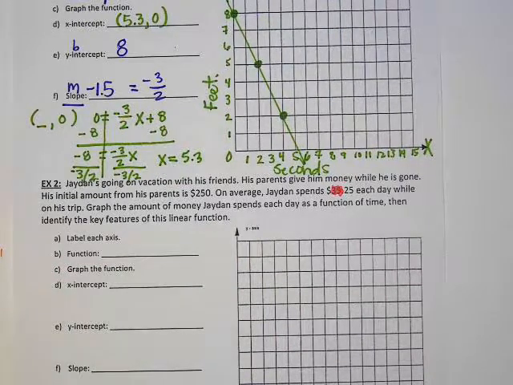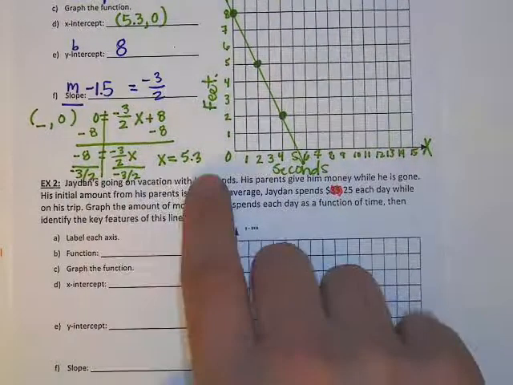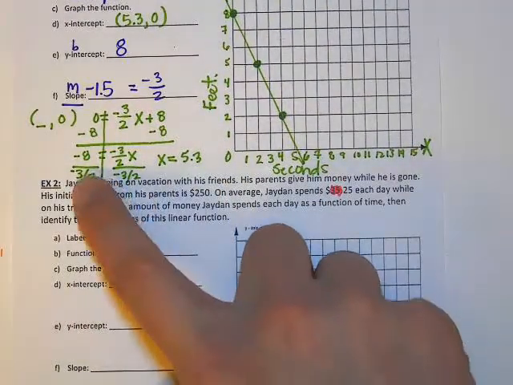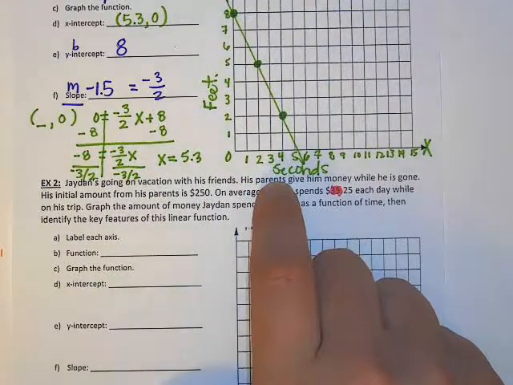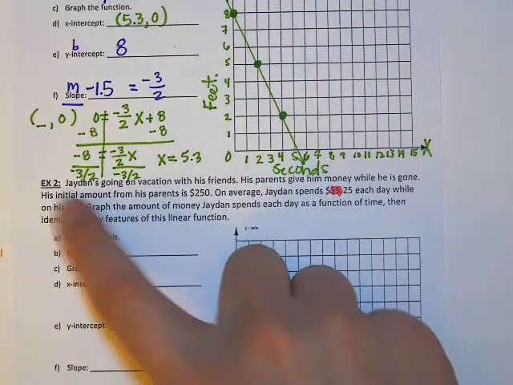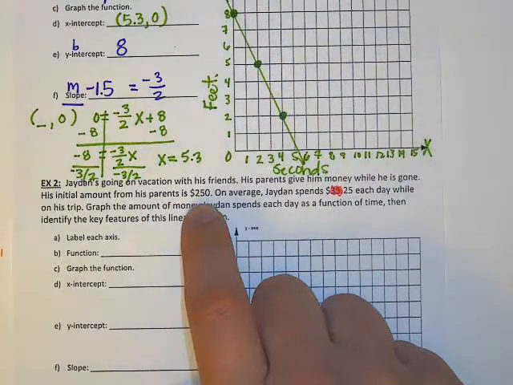So what is happening on this? Jaden's going where? On vacation. What else is happening? He's spending money. How much? 25 each day. Okay, so it says Jaden's going on vacation with his friends. Does anything in this sentence help me write an equation? No. His parents give him money while he is gone. No.